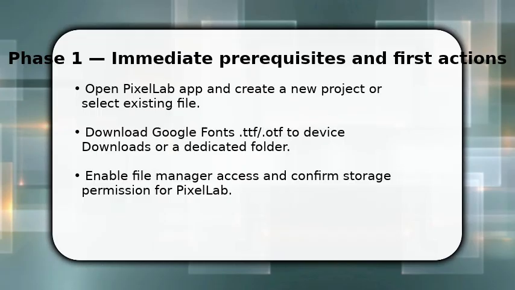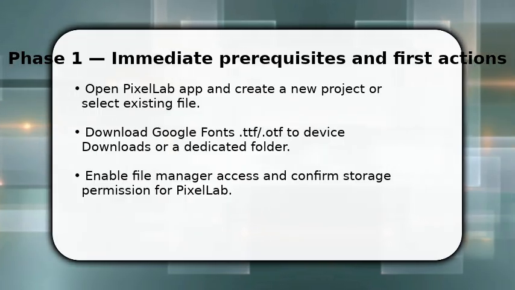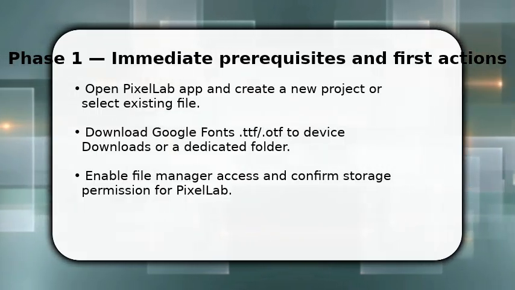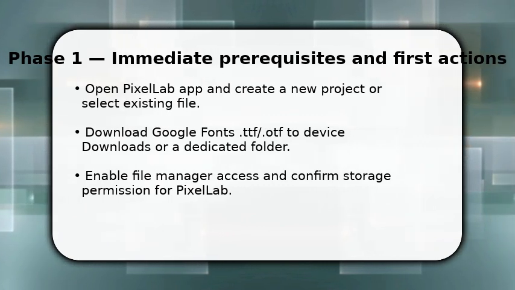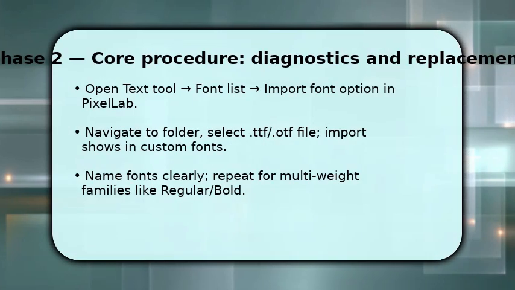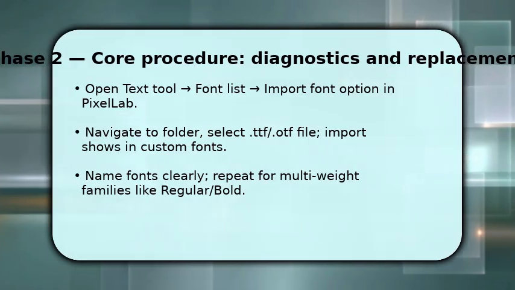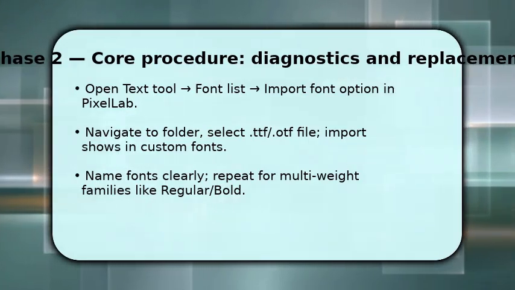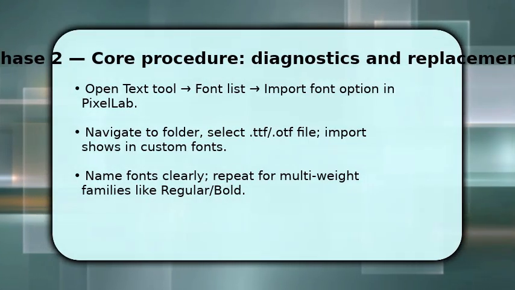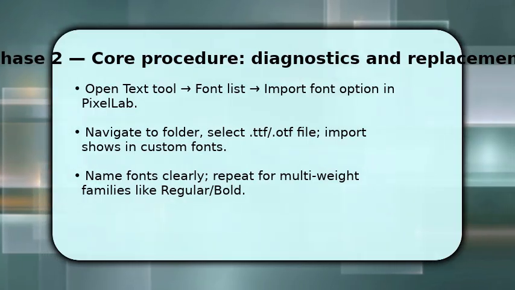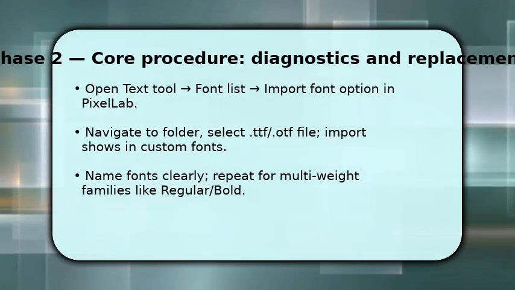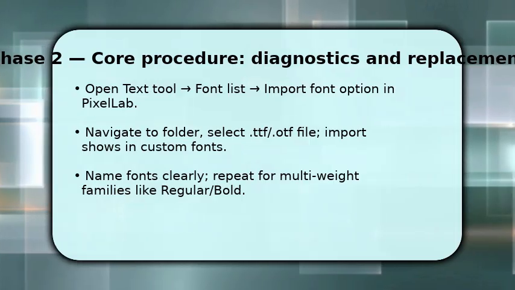Now navigate to the text tool. We proceed immediately to import. This step links device files to Pixellab's custom font list. Once you open the text tool, tap the font dropdown and choose Import Font. Use the file picker to navigate to your Downloads or Fonts folder, then select the TTF or OTF file. Pixellab will add it to the Custom tab.